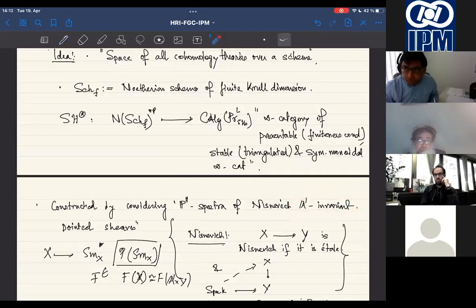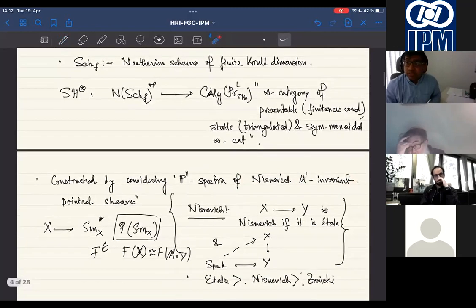And now I want to consider not only A1 invariant presheaves, but sheaves which have descent along some nice morphisms, called the Nisnevich morphisms. If you have not come across Nisnevich, it is because it doesn't usually appear unless you are in the field of Motivic homotopy theory. So what is a Nisnevich morphism? If you have a morphism of schemes, I call it Nisnevich if, at first, it is étale.